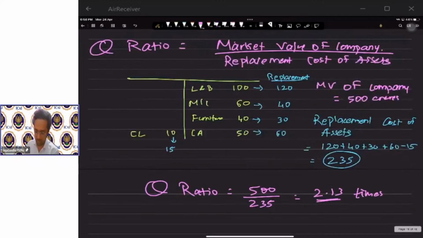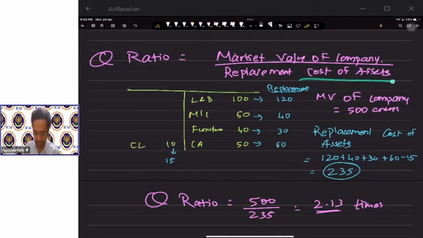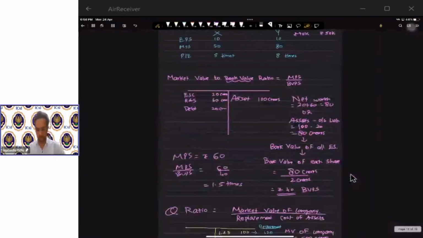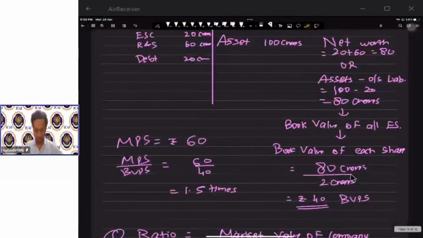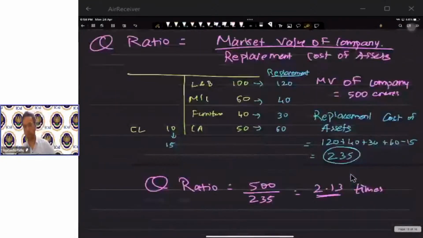Yes, we are taking net assets. Replacement cost of assets means I'm just taking the market value of the company. When I say market value of the company, it's the value of all the funds, that is, equity shareholders and debenture holders. So of course, we're talking of the net assets. Unless specified, we are always going to talk of net assets. Okay. I hope these ratios are clear to you: the P ratio, market value to book value, and then the Q ratio.